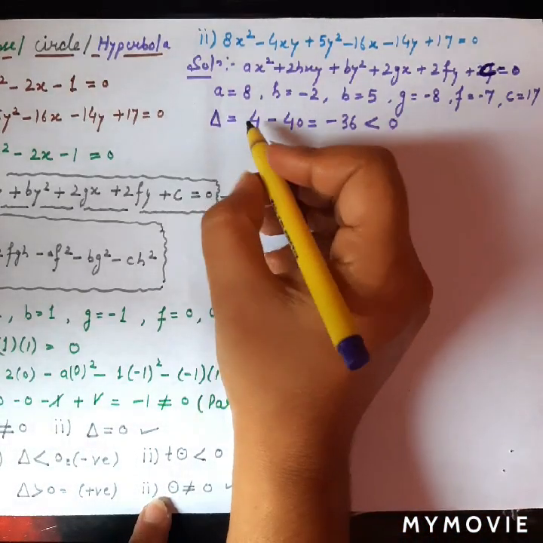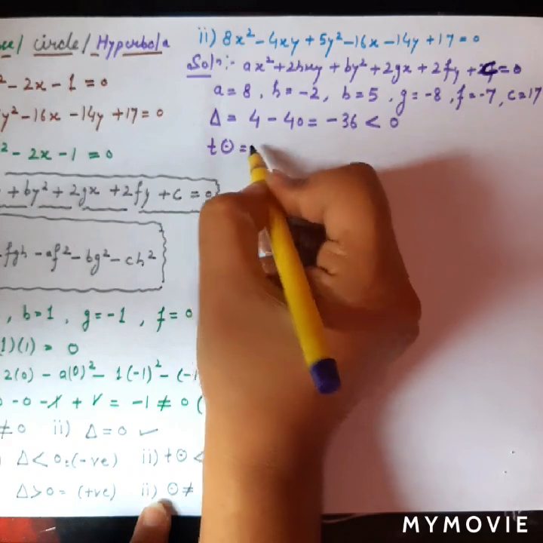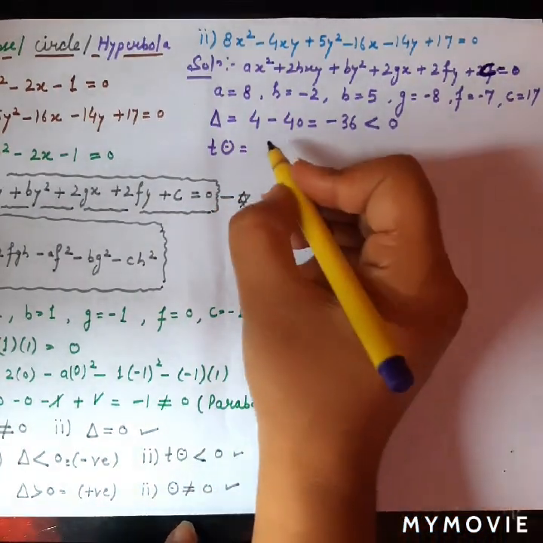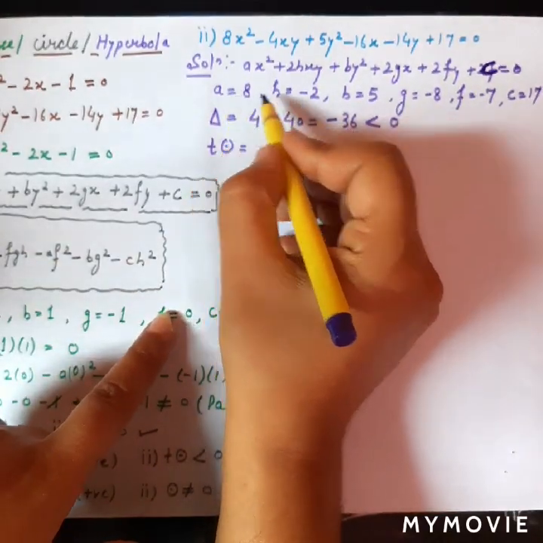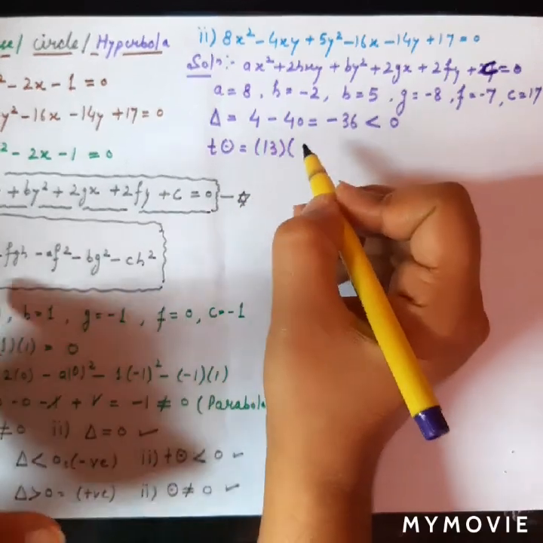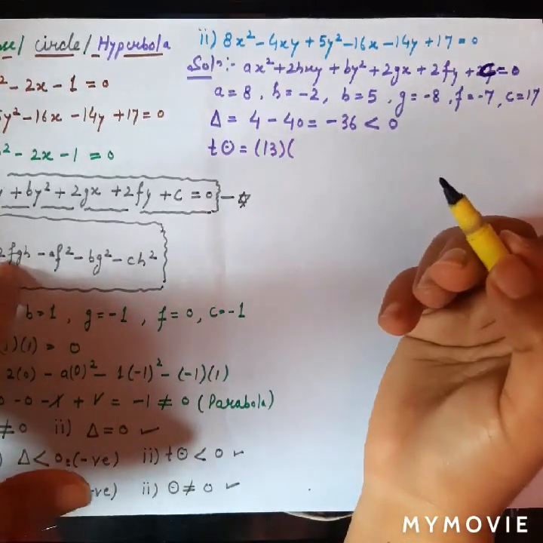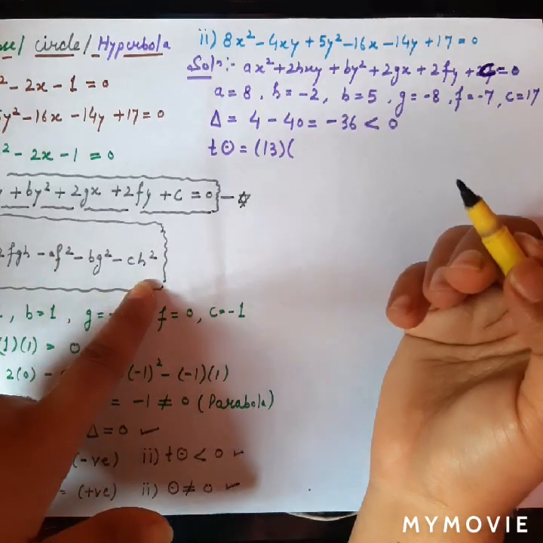Then we come to finding t phi. Fine, we know t is equal to a plus b, 8 plus 5, 13, and the rest of the values we will fill in over here: abc plus 2fgh minus af square minus bg square minus ch square.